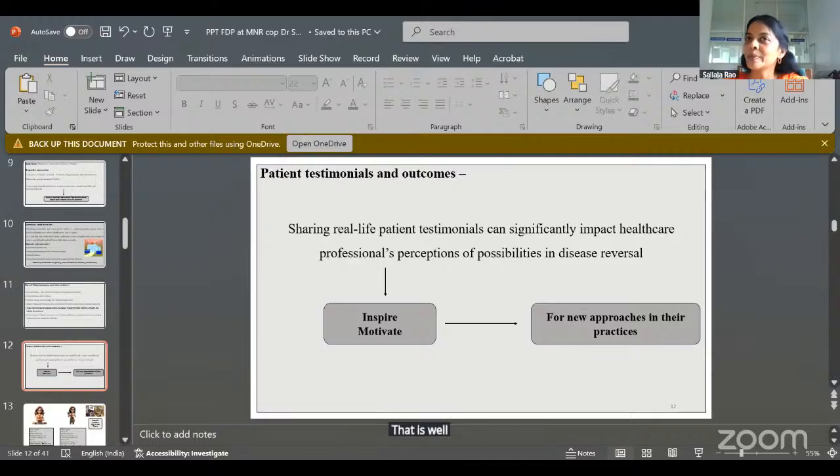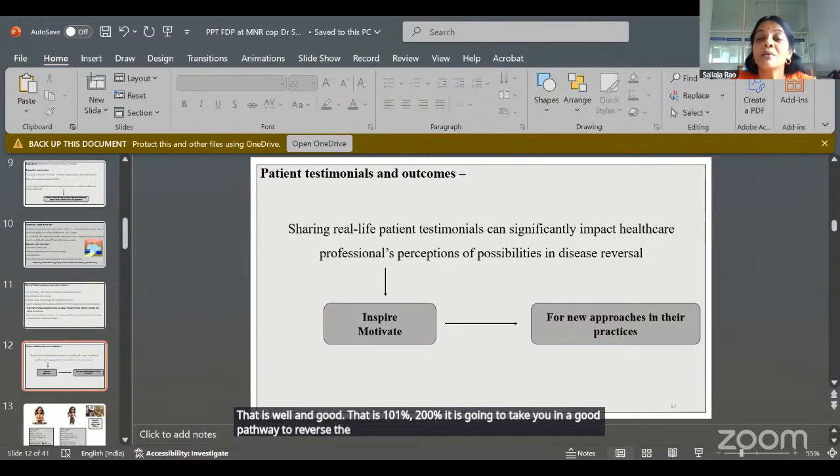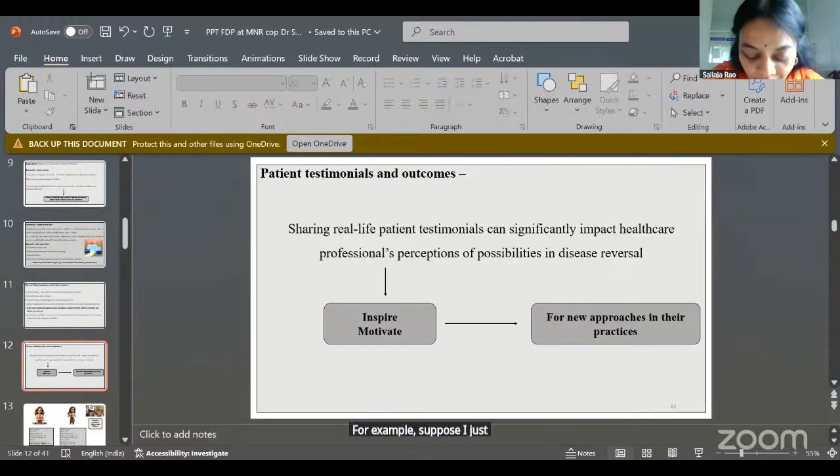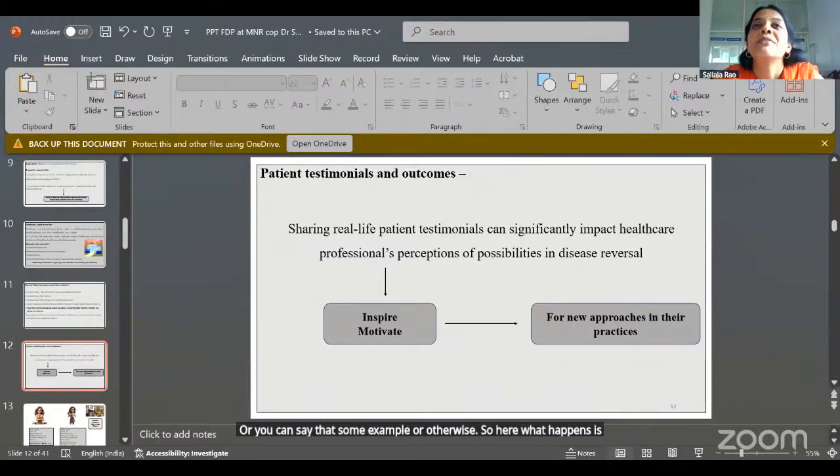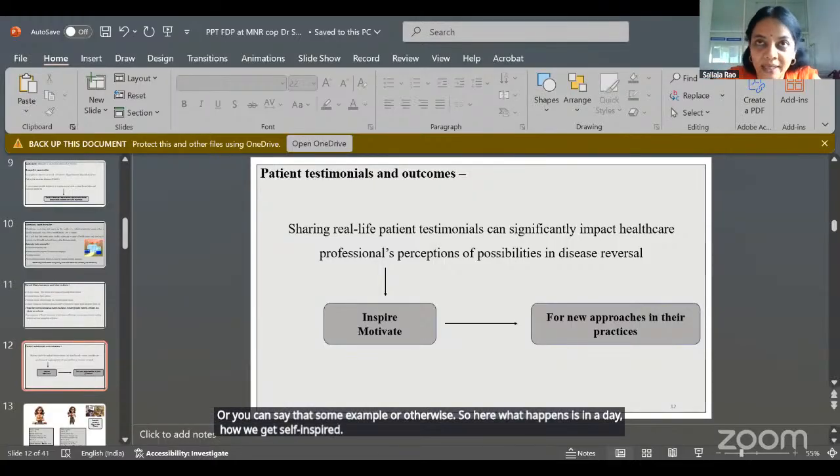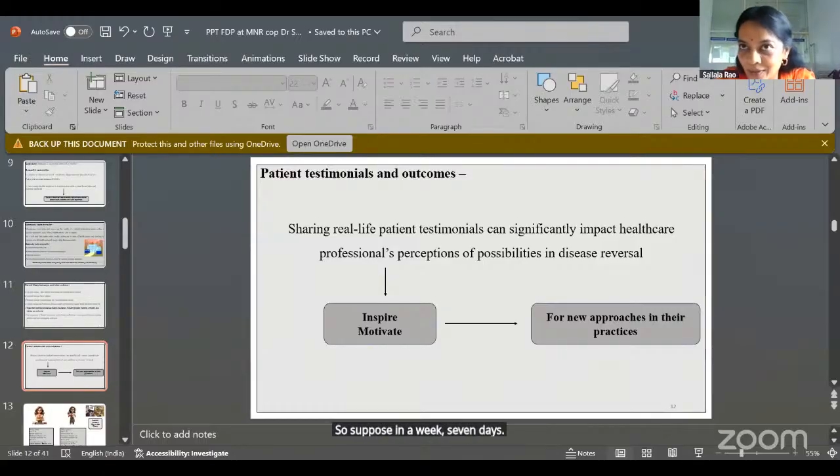That is 101%, 200%, it is going to take you in a good pathway to reverse the disease. But when you are self-inspired, suppose I just want to share one experience here, or you can say some example. So here what happens is, in a day, how do we get self-inspired? Suppose in a week, 7 days, right? Sunday you take it off. Sunday is only for relaxing, or relaxing with the family, or whatever you want to do.